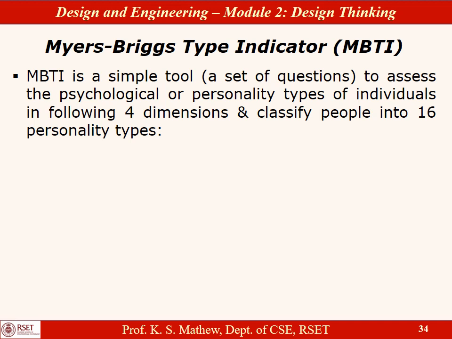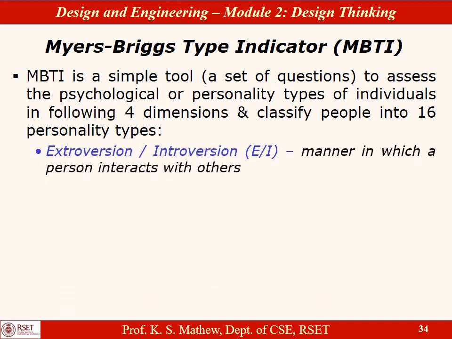So these are the different dimensions based on which this MBTI test classifies people. One dimension is extroversion and introversion, E or I. Whether the person is an extrovert or an introvert. All of us are inclined to one of these, extroversion or introversion. Nothing is bad. If a person is an introvert, that is not bad. There are a lot of good qualities for introverts as well.